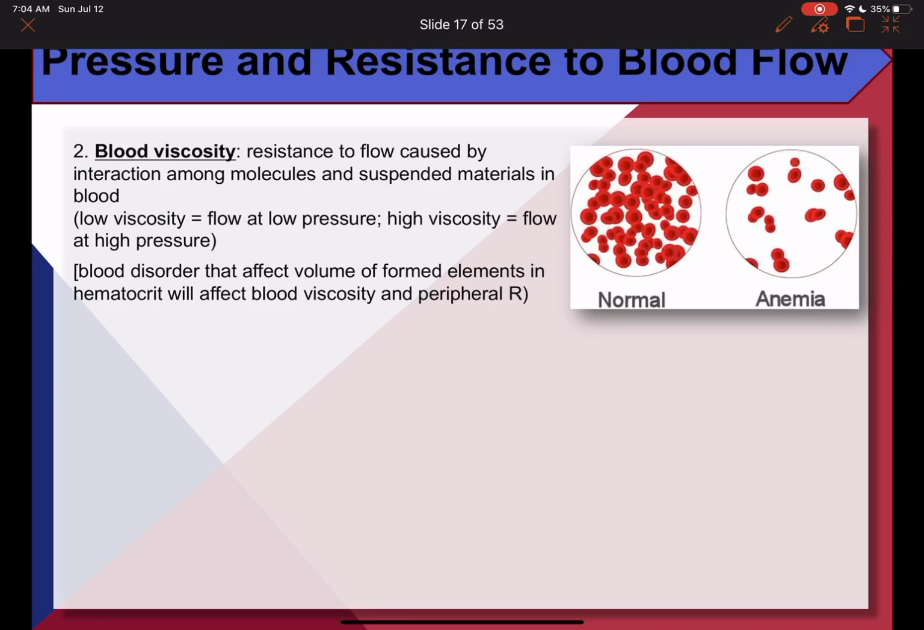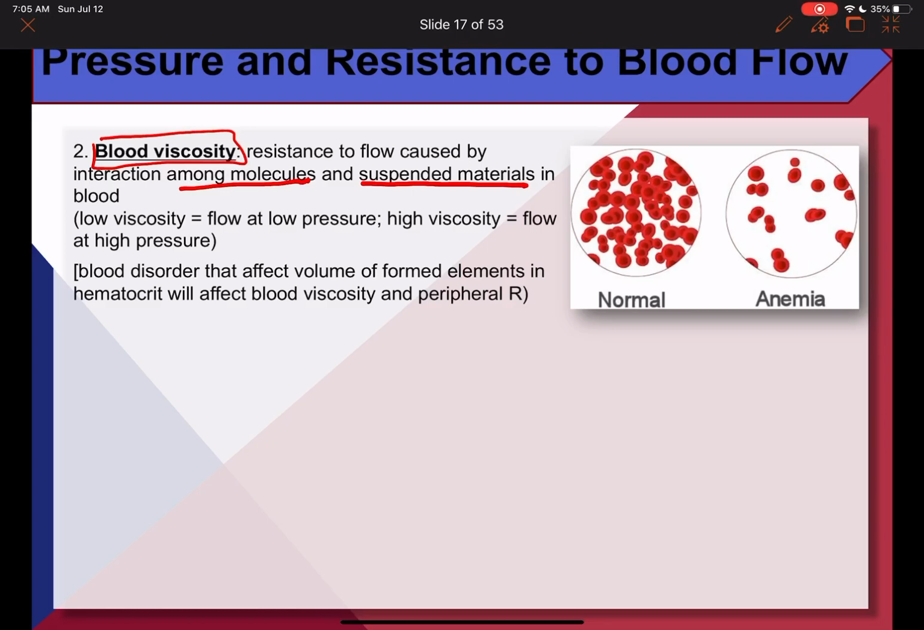So a second factor that contributes to the total peripheral resistance value in the cardiovascular system is blood viscosity. This is a resistance to the flow that's caused by interaction among molecules and suspended materials in the blood. If you have more red blood cells, erythrocytes, floating around, the more interaction you'll have with the fluid, or the circulating antibodies around, or if there's a lot of salt ions around, things like that. Interaction amongst those things is what makes blood viscous.